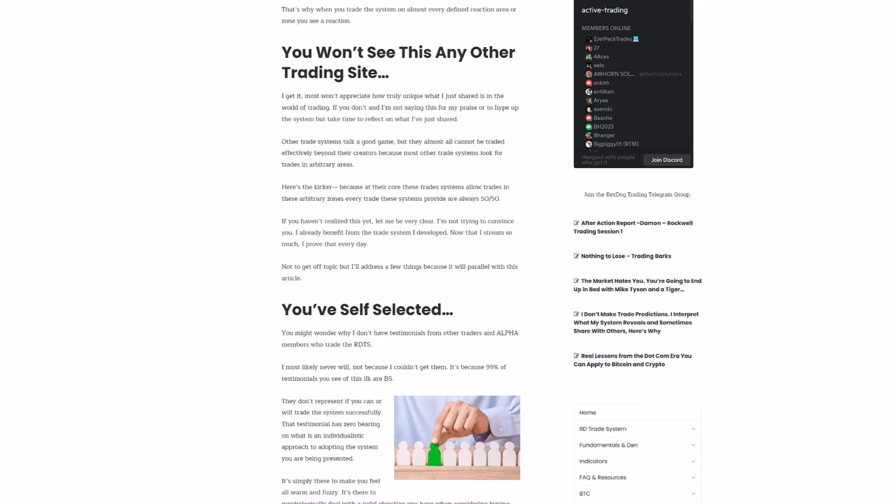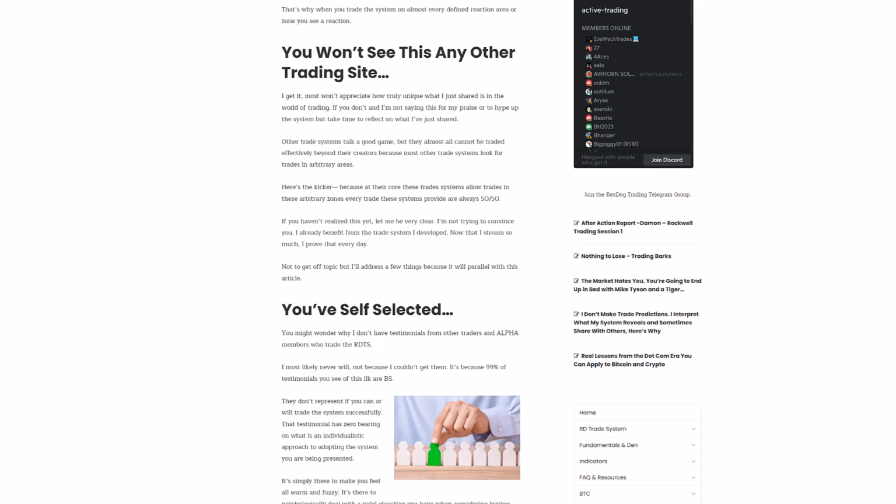Other trade systems talk a good game, but they almost all cannot be traded effectively beyond their creators because most other trade systems look for trades in arbitrary areas. And here's the kicker. Because at their core, these trade systems allow trades in these arbitrary zones, every trade in these systems is always 50-50.